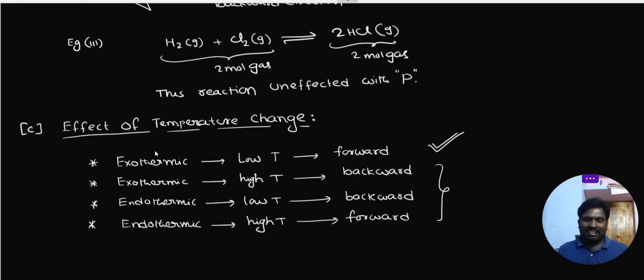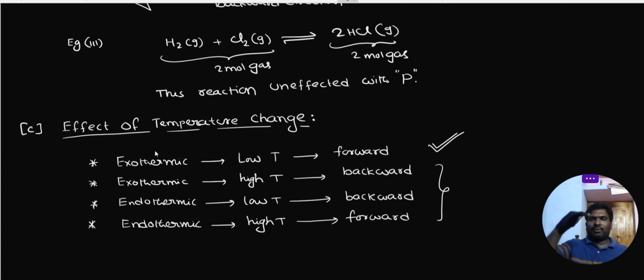Now here, why exothermic low temperature forward? Exothermic reaction means delta H negative, heat energy liberated. Understood? Exothermic means delta H negative, heat liberated. Endothermic means heat absorption takes place, delta H value positive. Now coming to exothermic reaction: exothermic reaction, delta H negative, heat liberated.